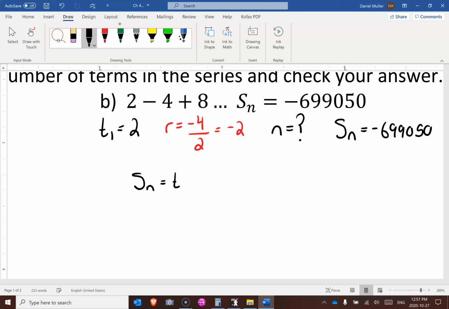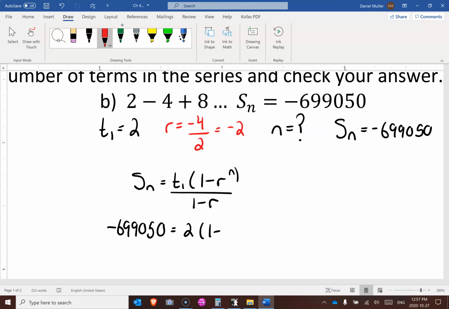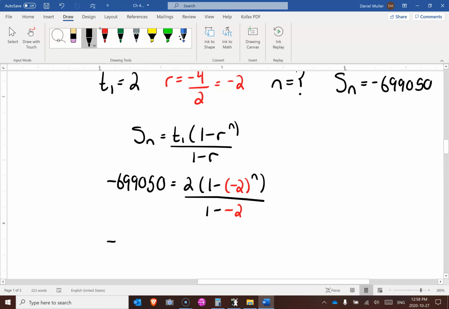Okay, so let's do the same thing here. Sn is equal to t1 bracket 1 minus r to the n all over 1 minus r. We don't know the term number, just Sn, the number 699050. That's equal to 2 bracket 1 minus, this is interesting because this is going to be -2, so I need to put it in brackets, to the n all over 1 minus -2. Now I didn't put that -2 in brackets on the bottom because there's no exponent. I only put it in brackets because I had an exponent.